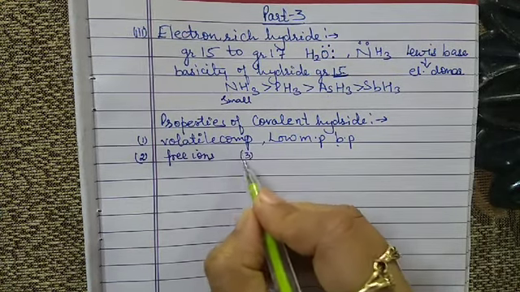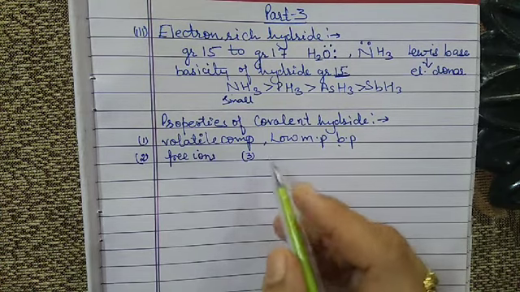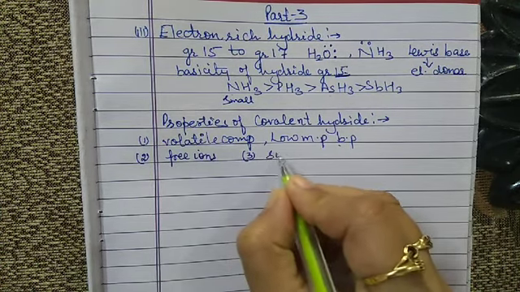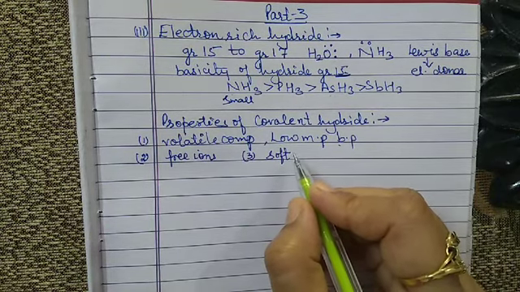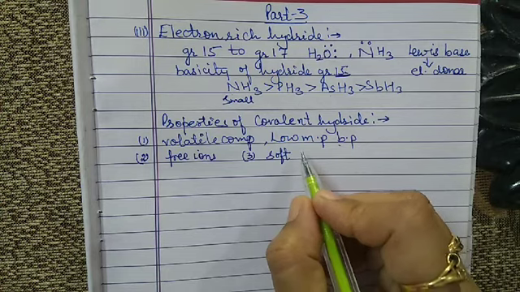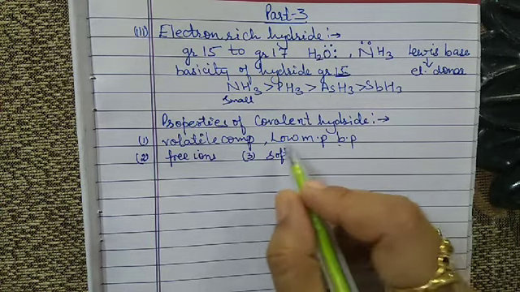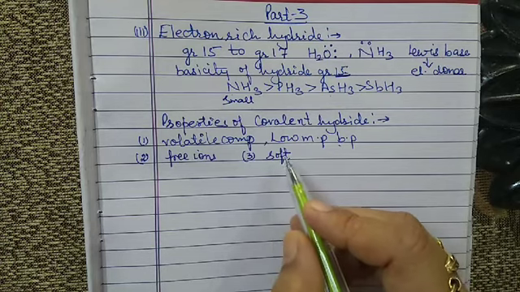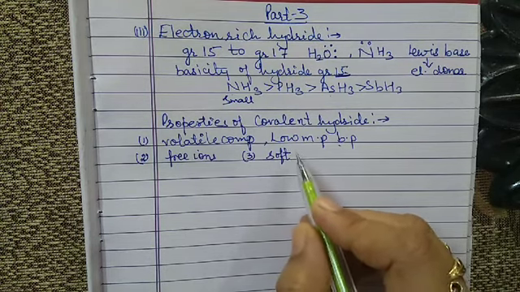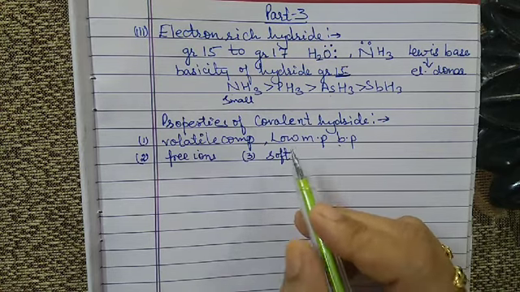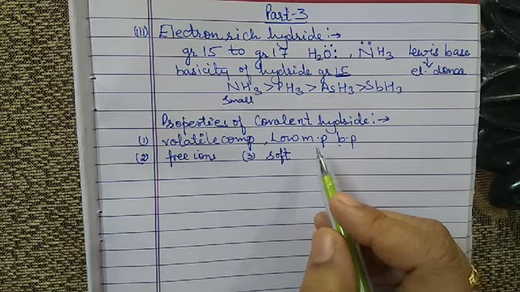Now the third property is that these hydrides are generally soft, and their acidic character generally increases along a given row in the periodic table.